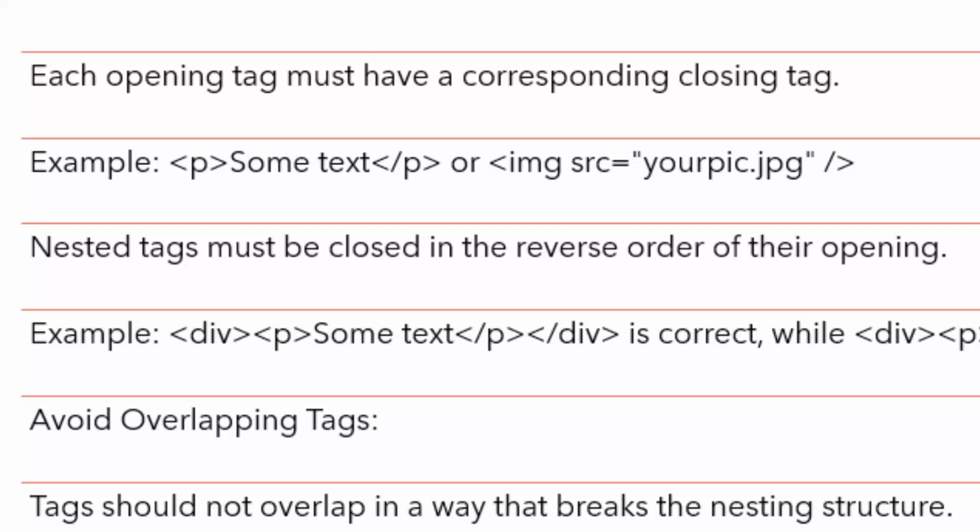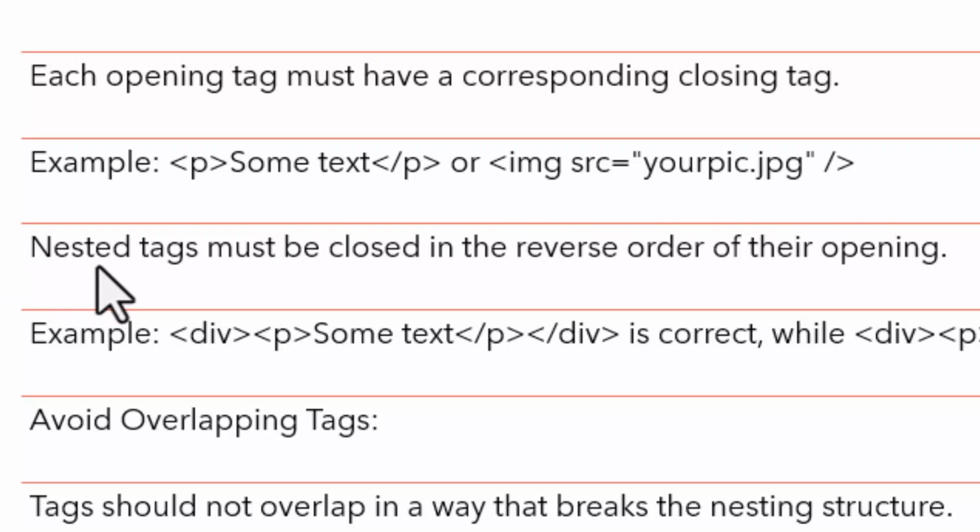Each opening tag must have a corresponding closing tag. For example, this paragraph, some text, followed by the end tag of paragraph, or an image element which does not have an ending tag, but is being closed properly using this forward slash and angle bracket.